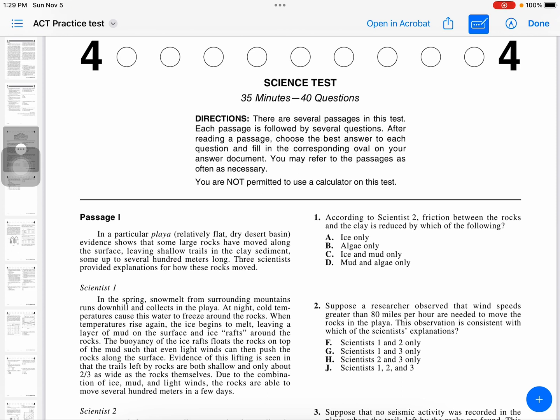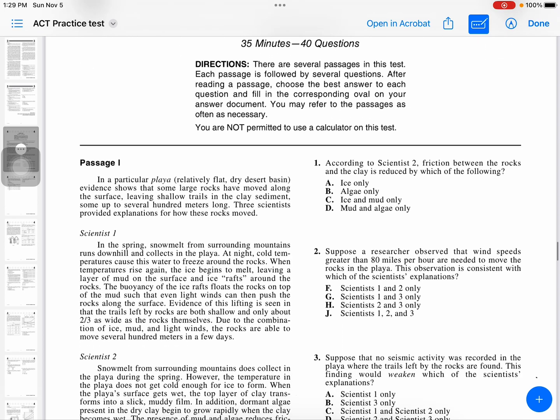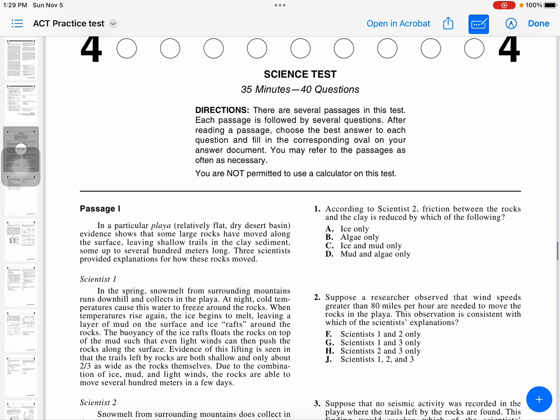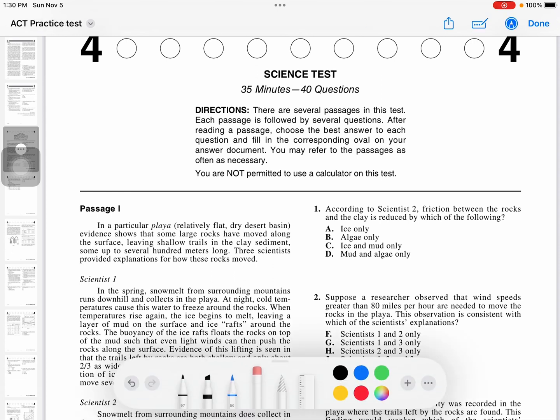In this video, I'm going to go through this science test in 35 minutes or less. It's 1:29 p.m., so we should be done by 2:04 if all goes well. Let's get into it. It says no calculator on this test, so we're back in the Stone Ages.